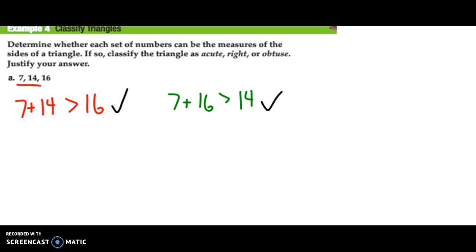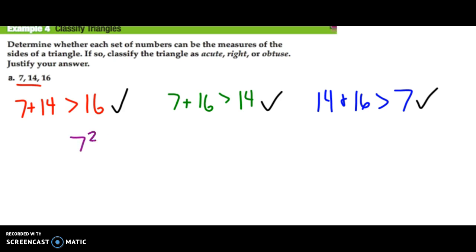So if I look at the first two, 7 plus 14, is that greater than 16? It is, it's 21. Then I look at the next two, and I say, okay, well, 7 plus 16, is that greater than 14? It is. And I look at the last one, and that says 14 plus 16, and is that greater than 7? It is. So this is a triangle. Now what we need to figure out is whether it's acute, right, or obtuse.